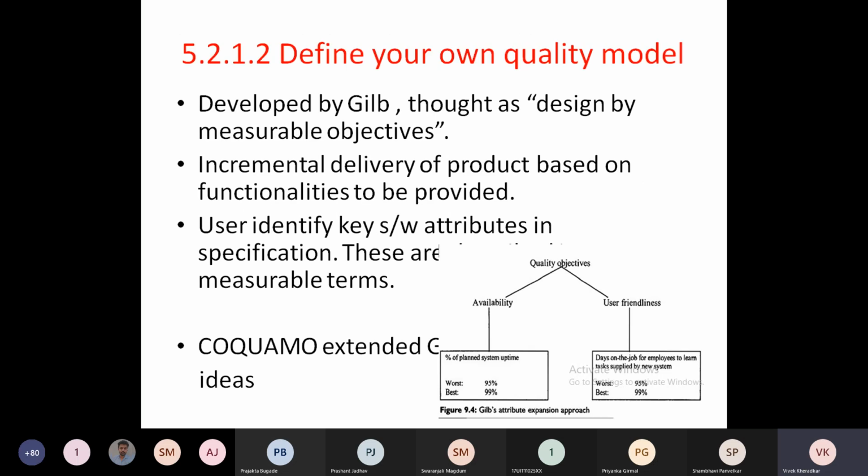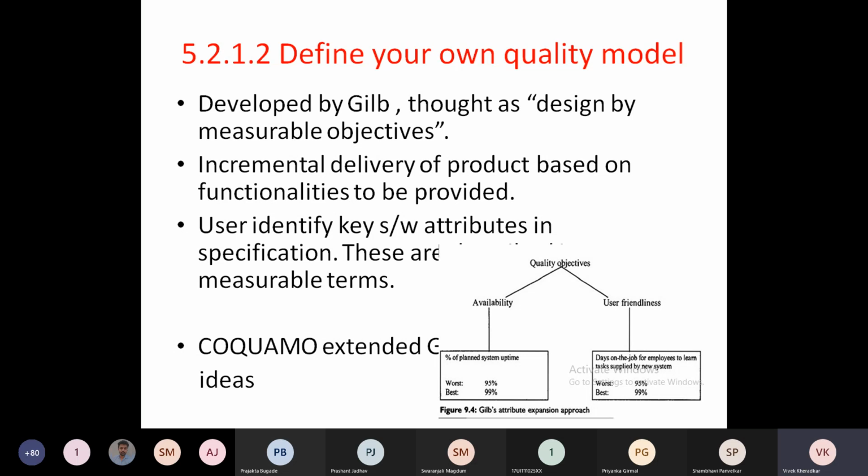The next way to define quality is to define your own quality model. What is defining your own quality model? The name itself gives the meaning. Defining your own model means you have to define your quality model. One author has defined this approach. This was developed by Gilb.